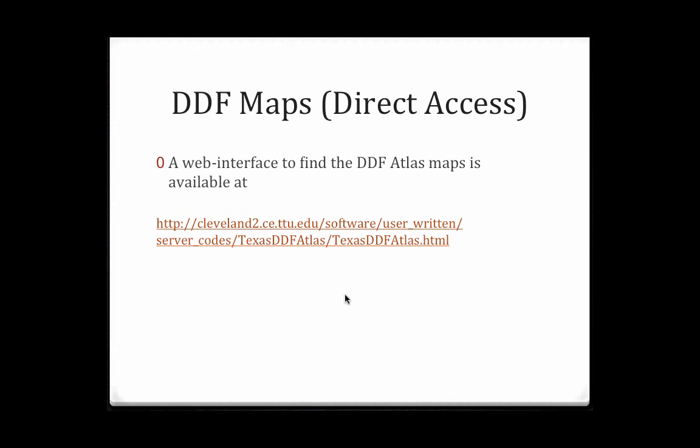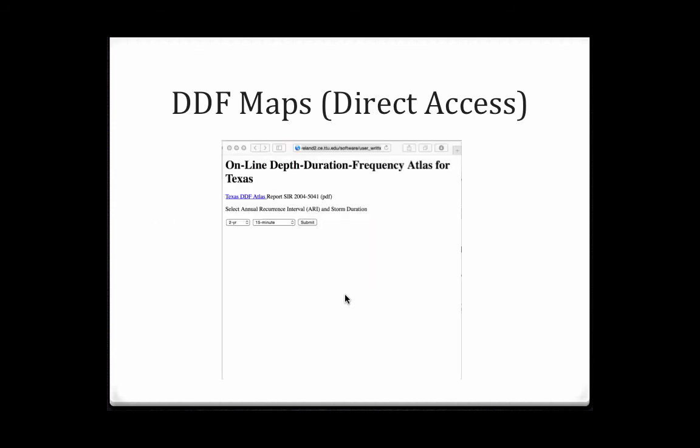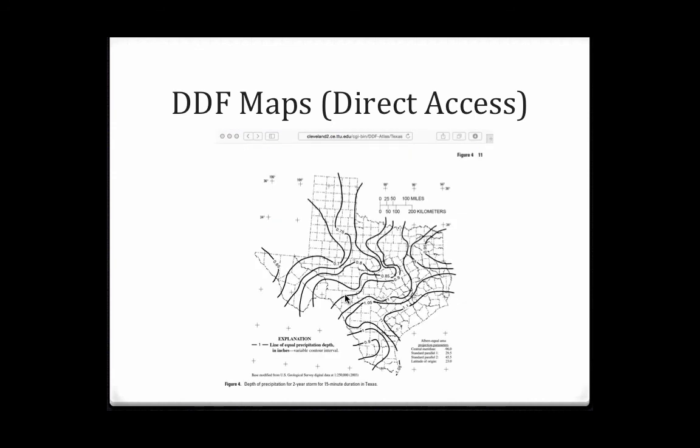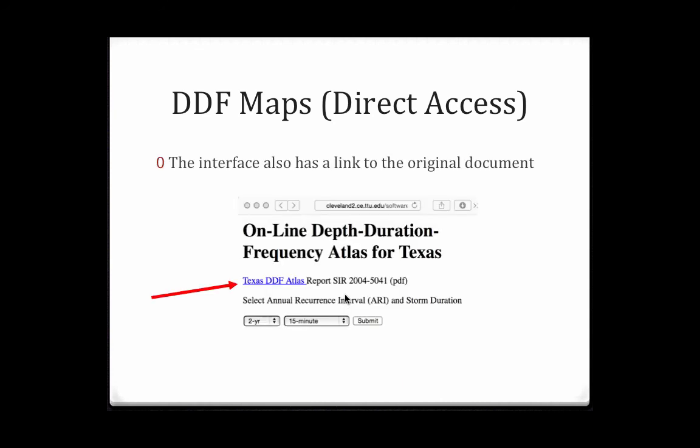Okay, we will now look at the static content. So this is a static example of what I just did live. Go to the direct access, you enter annual recurrence interval, a duration, hit submit, it brings you a map. Then you have to use the map in the usual way, draw a circle on it and find what you're looking for. Alternatively, you can download the actual report, which my thing will do whenever it feels like it. And that constitutes the tools that are available for Texas for depth, duration, frequency.